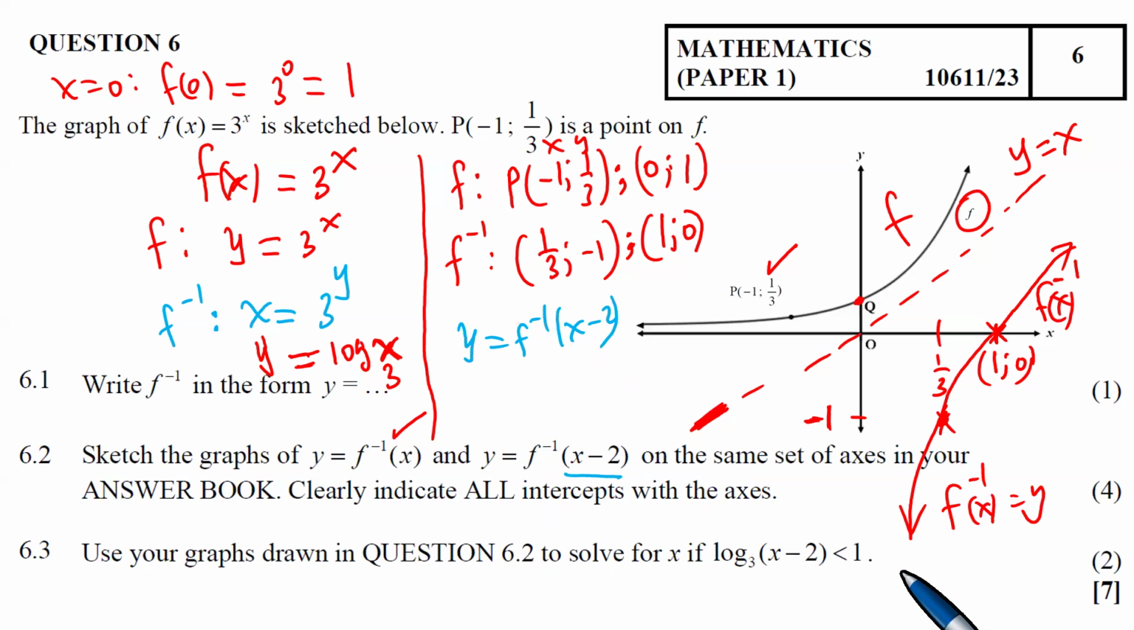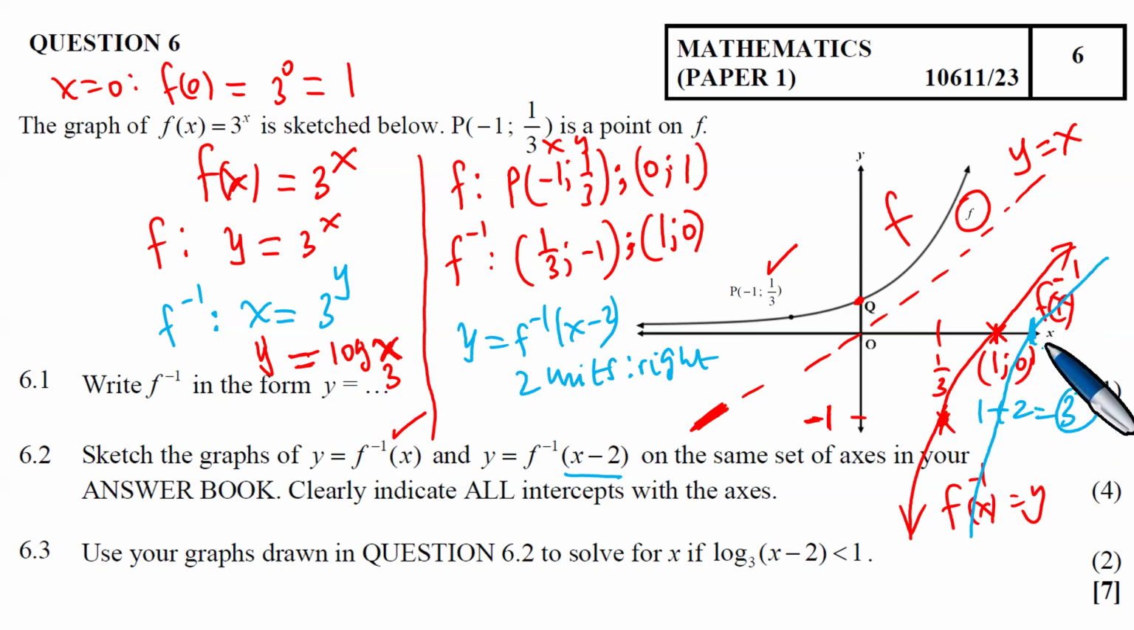I'm just testing you. Okay, that's fine. You are right. It is to the right. So this graph is going to move 2 units to the right. If it is at 1 now, because it's the graph of F inverse, 2 units to the right is going to be at what? It was at 1, and then you add 2. So 1 plus 2 is equal to 3. So the graph now is going to be here like this.